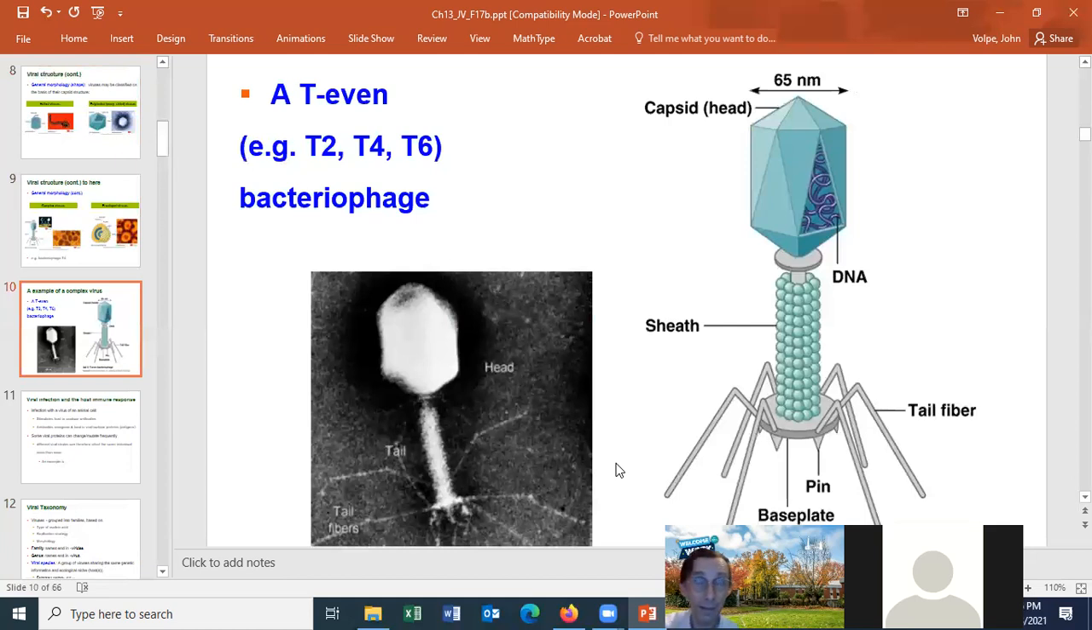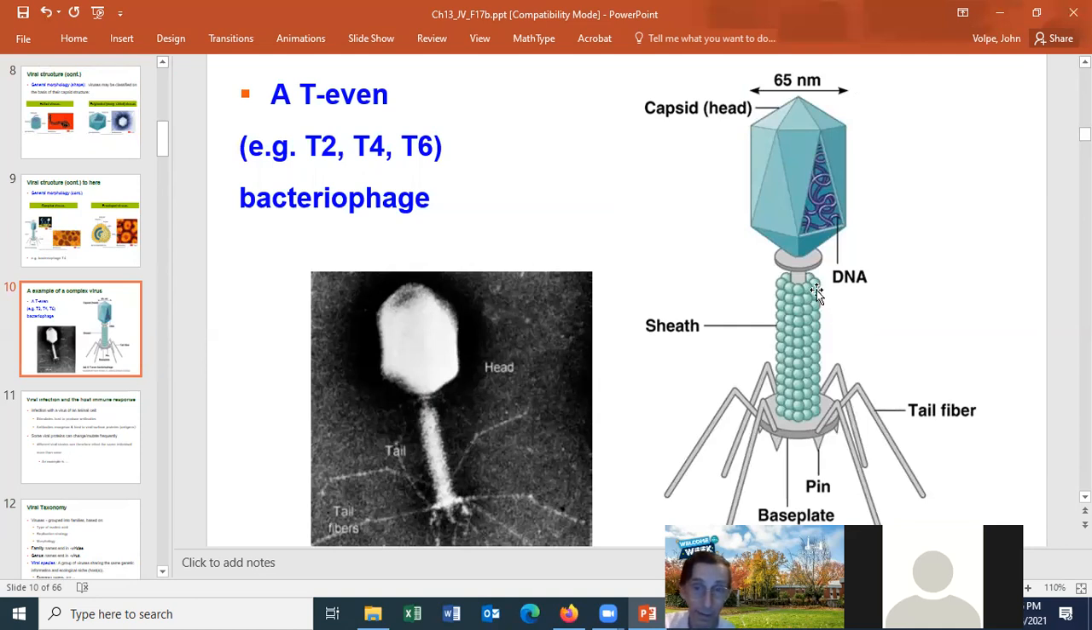Bacteriophage T4 is a T-even virus, and they all have this type of shape, which is the real picture of one. And this is the artist's rendition showing you that this virus has a capsid head, this portion being the head. And inside the head, you find the viral nucleic acid, which is DNA in this case, and the tail, which is this structure here.